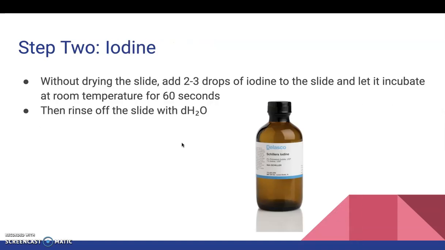Step 2 is iodine. Without drying the slide, after rinsing the slide off with deionized water, add 2 to 3 drops of iodine onto the bacterial smear and let it incubate for about 60 seconds at room temperature. Then, again, rinse off the slide with deionized water.